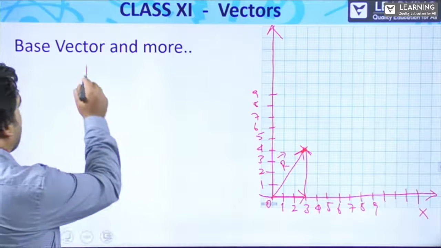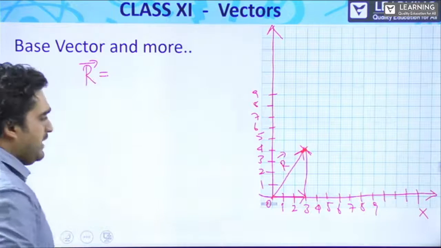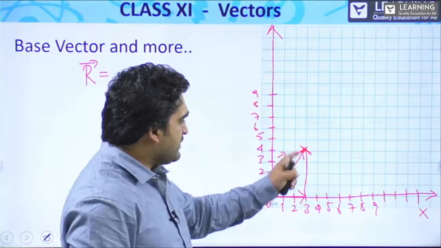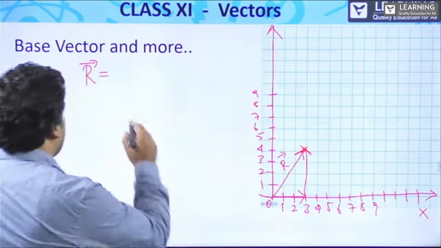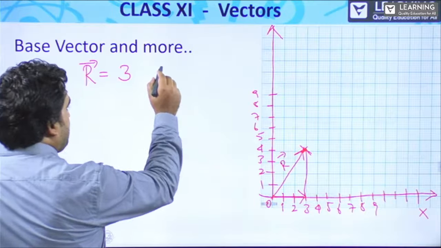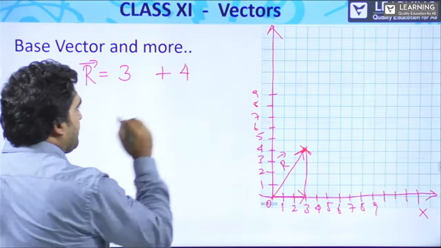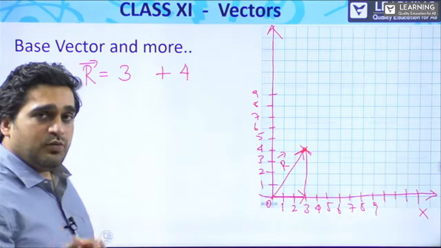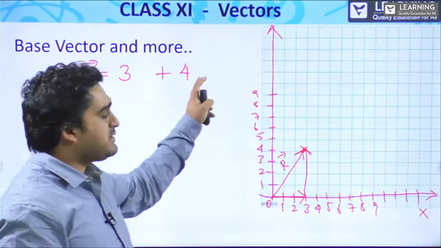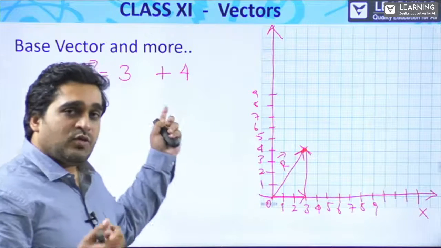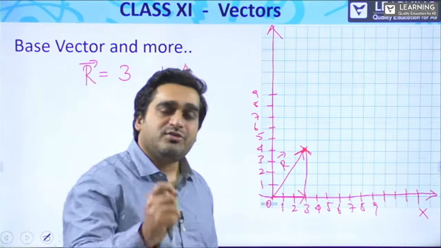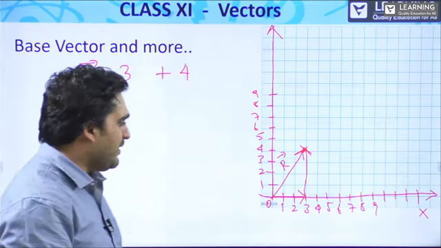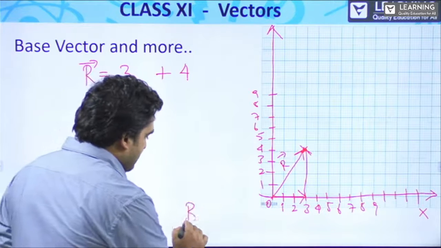So our vector is equal to 3 units along the x-axis plus 4 units along the y-axis. Now I've just written the number, but I've not mentioned in which direction. This is along the x-axis, this is along the y-axis. To represent which direction, I introduce unit vectors, which are the base vectors for the x-axis and y-axis.